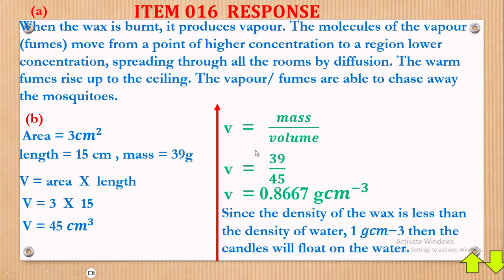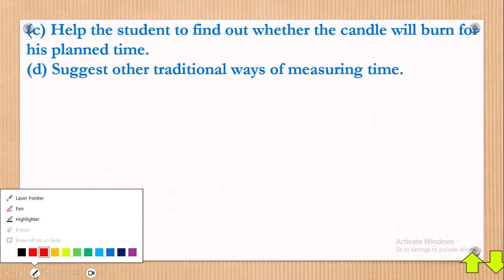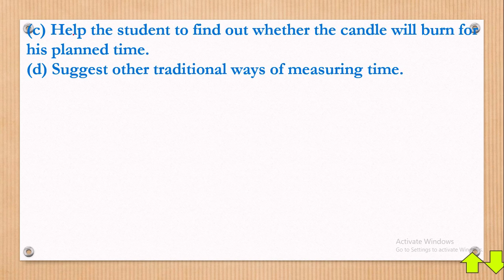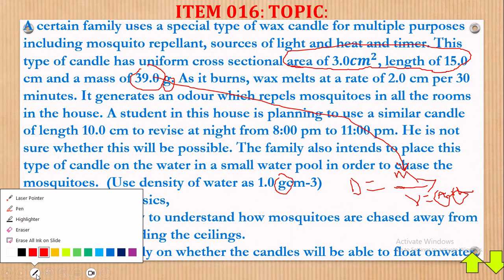Okay, now let's see part B. Is it part C? Okay, part C the same. Now help the student to find out whether the candle will burn for his planned time. About this planned time, let's go back to the question and see.